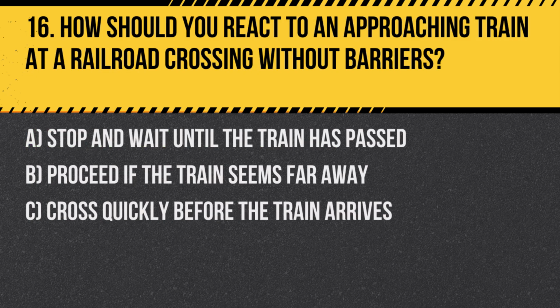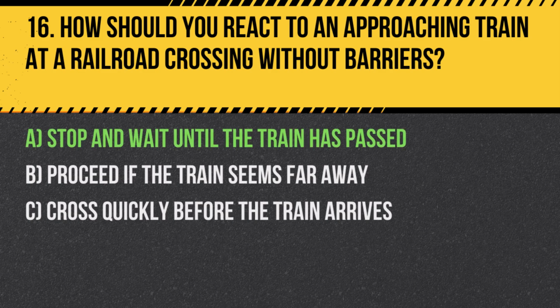Question 16. How should you react when approaching a train at a railroad crossing without barriers? A. Stop and wait until the train has passed. B. Proceed if the train seems far away. C. Cross quickly before the train arrives.